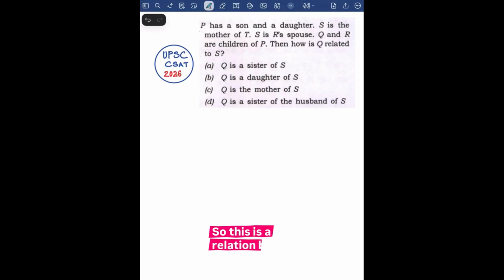So this is a relation based question. Some cues are given. We have to connect the cues and then answer the question. So let's read the cues one by one. P has a son and a daughter. So let's draw the family tree. P has a son and a daughter. So let's put M for male and F for female. M is for the son and F is for the daughter.